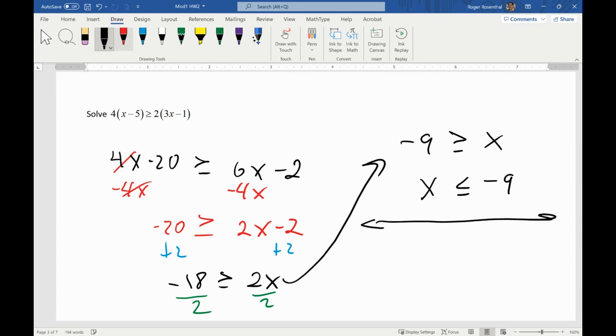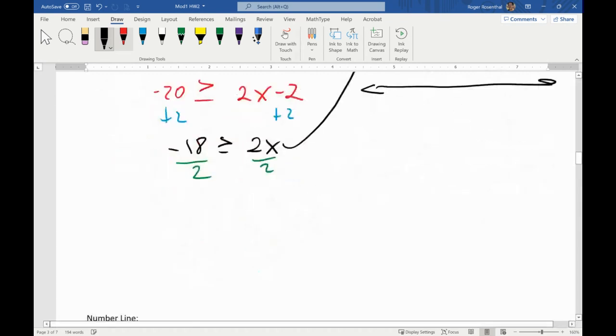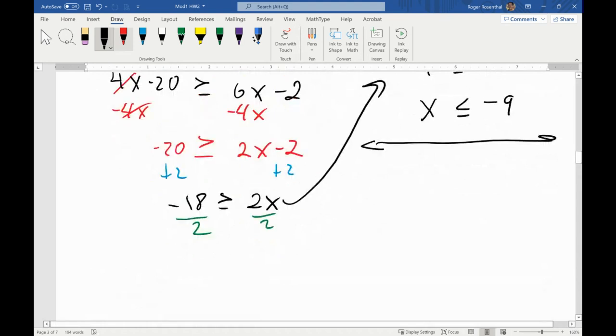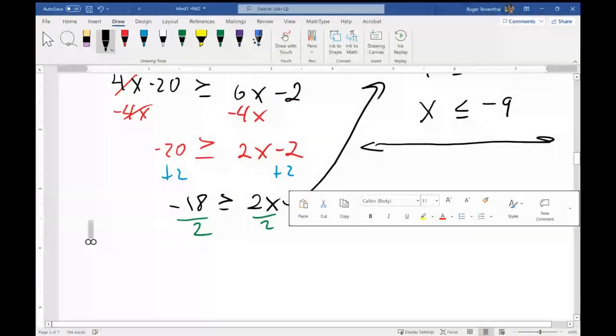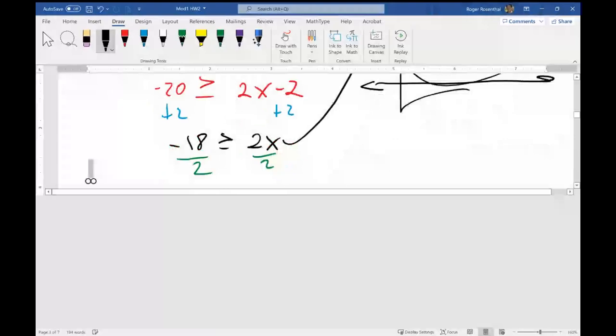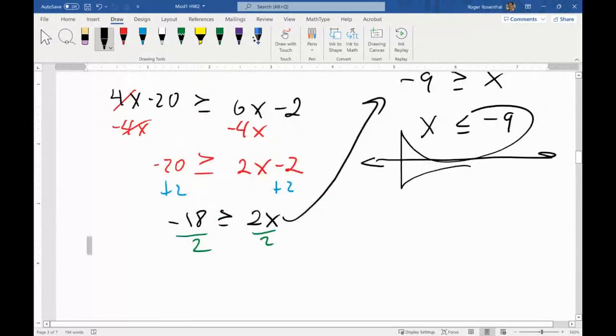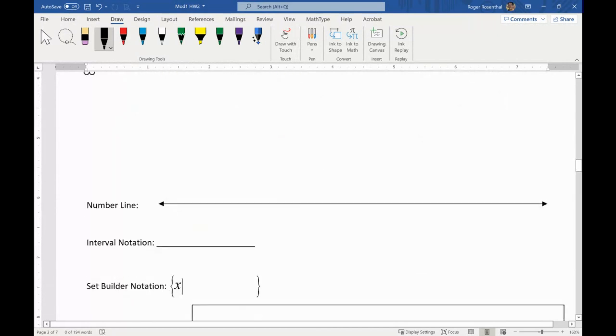On a number line, let me see, are they asking for a number line? Yes, they are. So let me put on the number line down there. I should copy this down. One moment, my screen's going a little crazy. x is less than or equal to negative 9. Let me copy that down. x is less than or equal to negative 9.